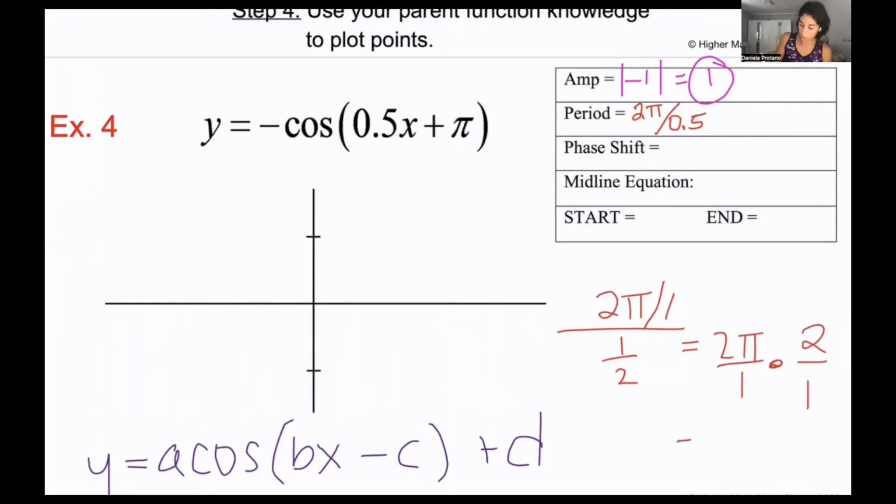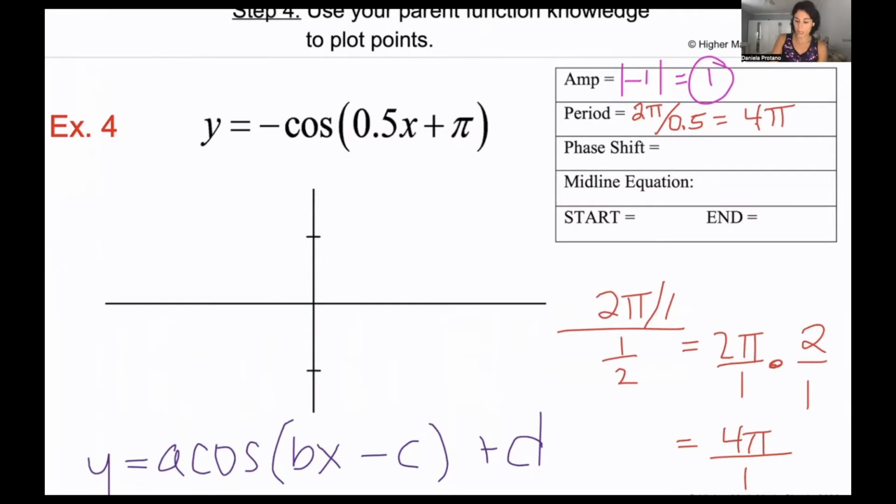And so multiplying fractions straight across, 2 pi times 2 is 4 pi. 1 times 1 is 1. So 4 pi divided by 1 is 4 pi. So instead of it completing one full cycle in 2 pi radians, now it happens in 4 pi radians. So there was that horizontal stretch, or expansion.